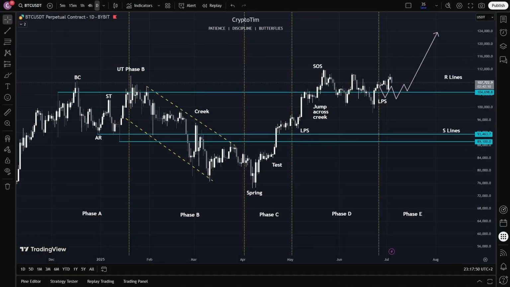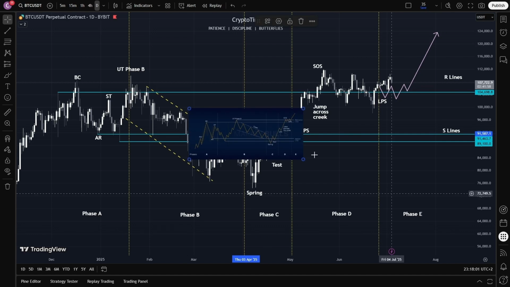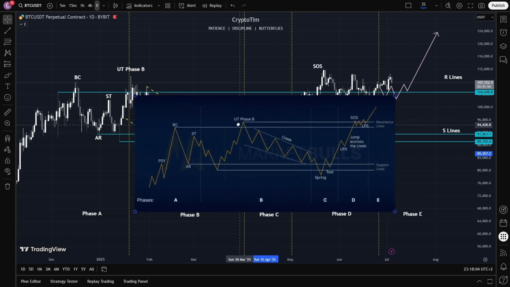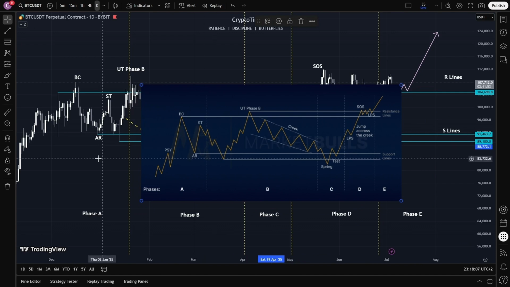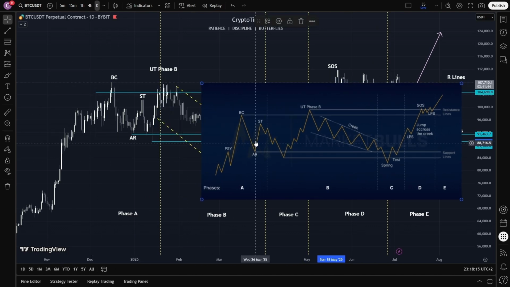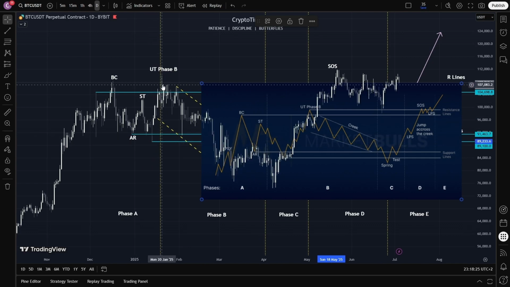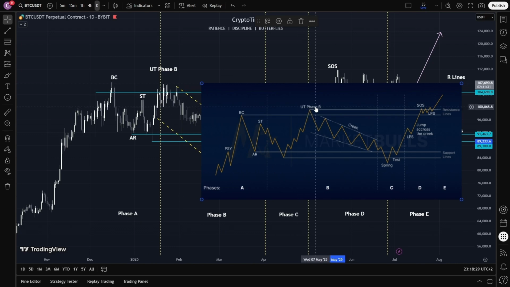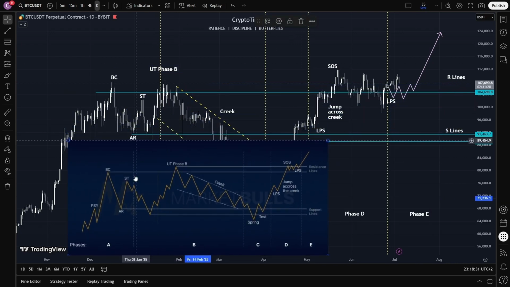So right here, what you can see on the screen is a framework of a Wyckoff Reaccumulation setup framework, however you want to call it. If I put on the theory here on the screen as well, what do we see? We make a move up psi, we have our BC, we make the move down to an AR, an ST. From there we make a move lower than the AR, to then continue up to make a UT phase B, which we can see happened right there.